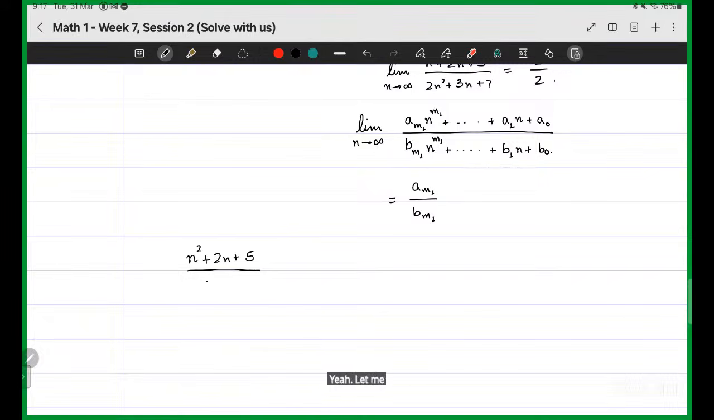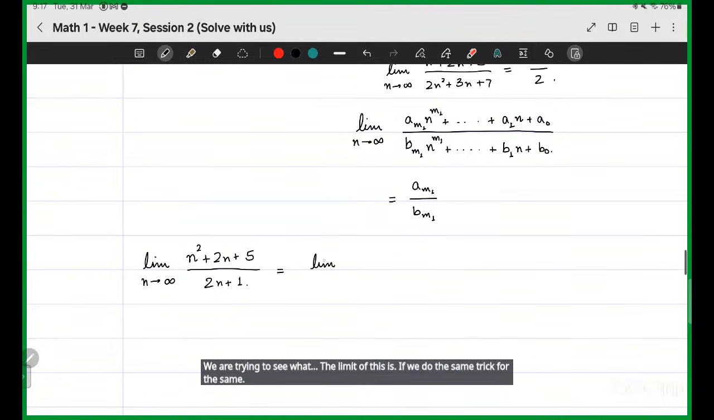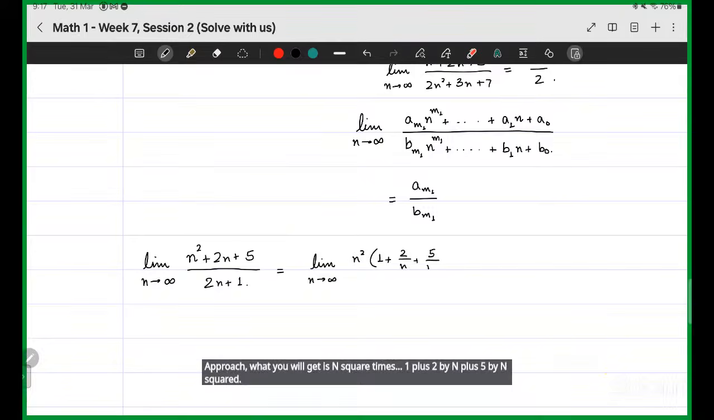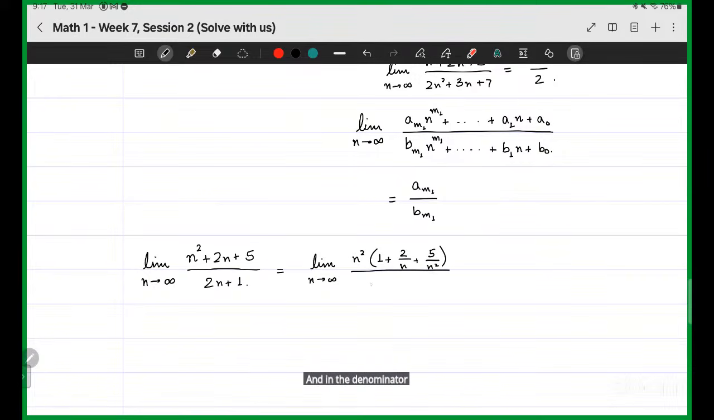Let me just take something like this. We are trying to see what the limit of this is. If we do the same trick or the same approach, what you will get is n square times 1 plus 2 by n plus 5 by n square. And in the denominator, you have n times 1 plus 2 by n.